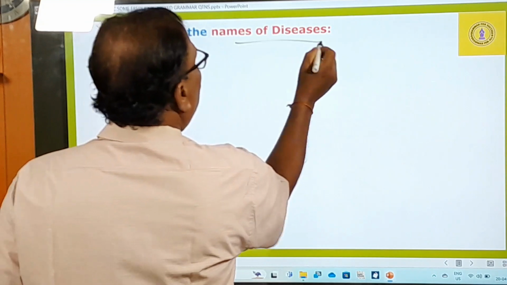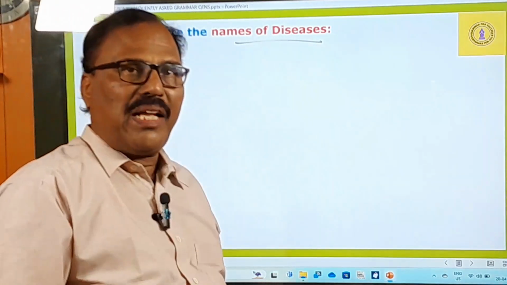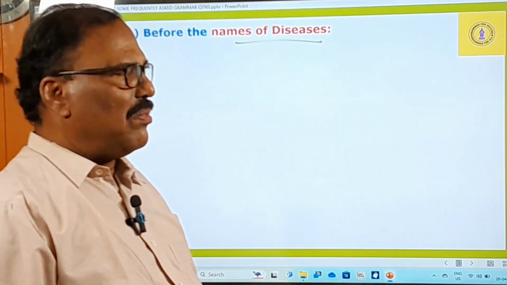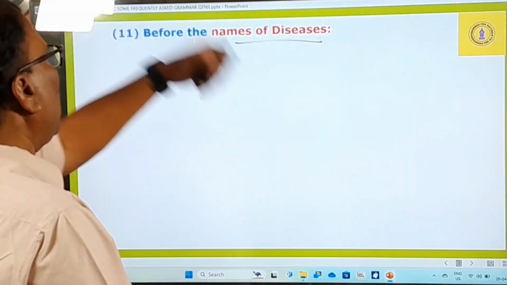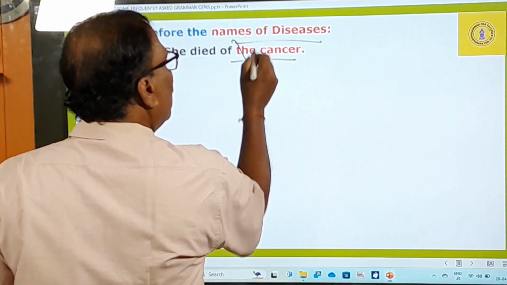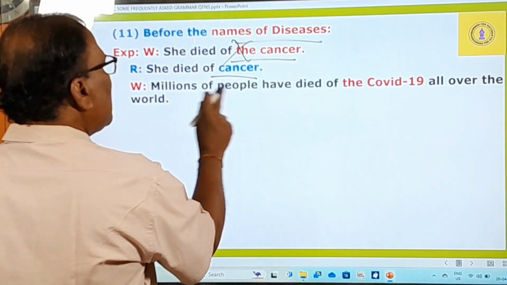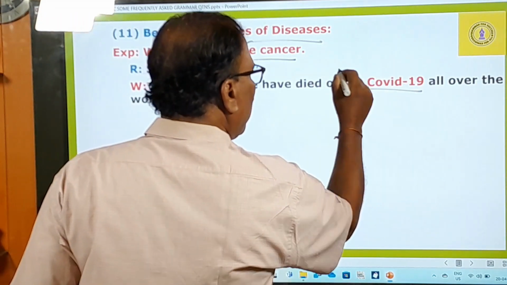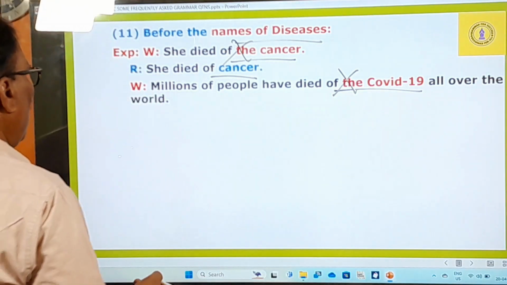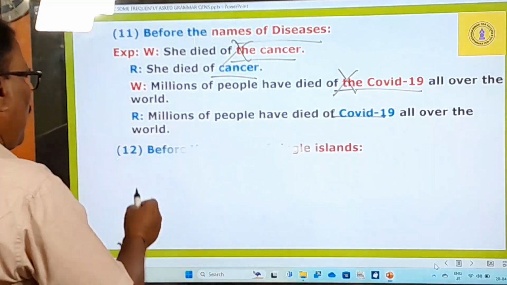The 11th one: before the names of diseases. Cholera is a disease, malaria is a disease, COVID-19 is a disease, cancer is a disease. There are several diseases, known diseases, unknown diseases, many diseases. Before all the names of diseases, we should not use any article. "She died of the cancer." You cannot say that. You should say "She died of cancer." That's enough. "Millions of people have died of the COVID-19." You cannot say the COVID-19. Simply say "died of COVID-19" all over the world. Millions of people have died of COVID-19. Right. And now let's move on to learn the next rule.